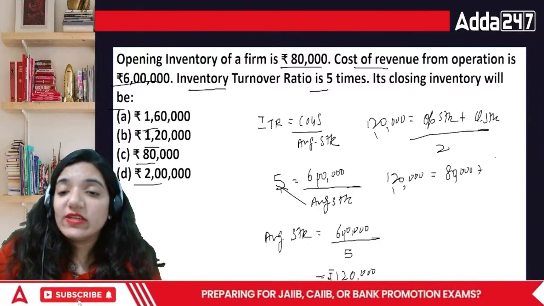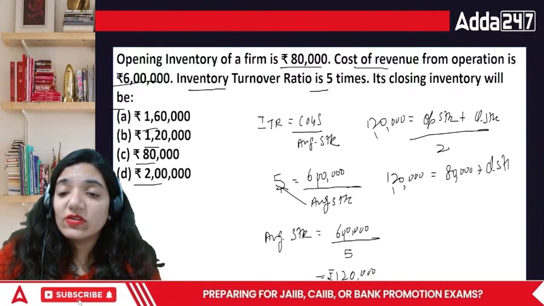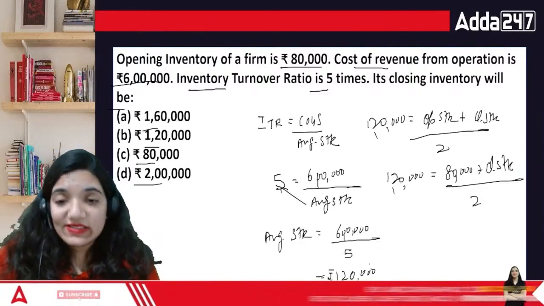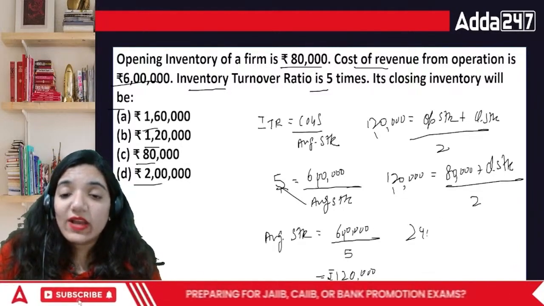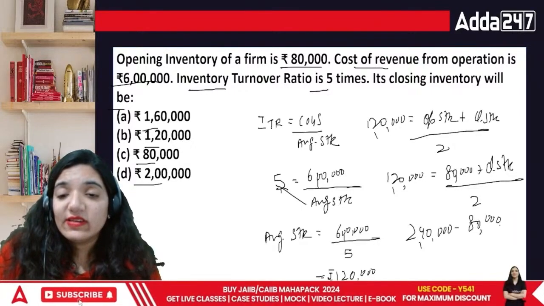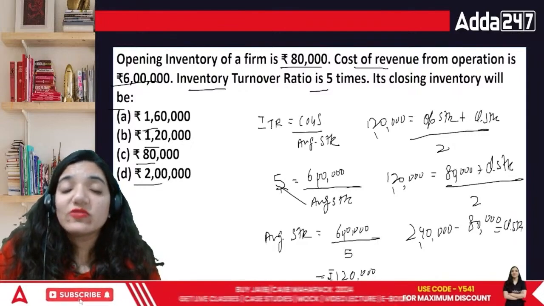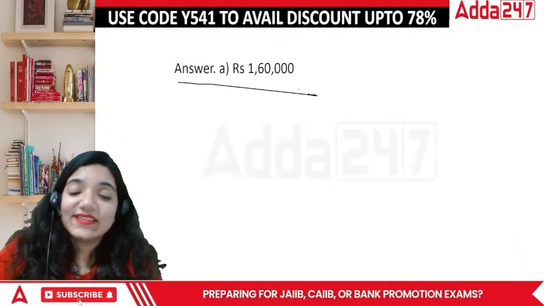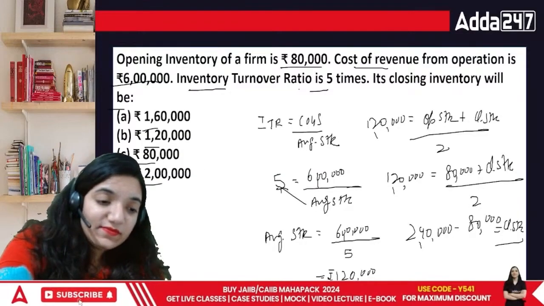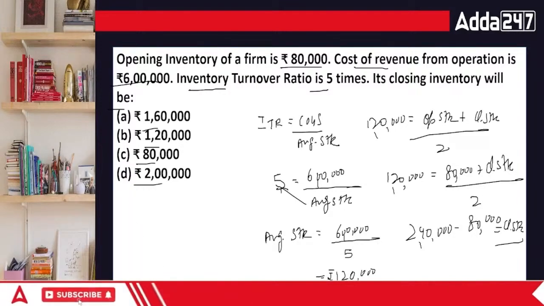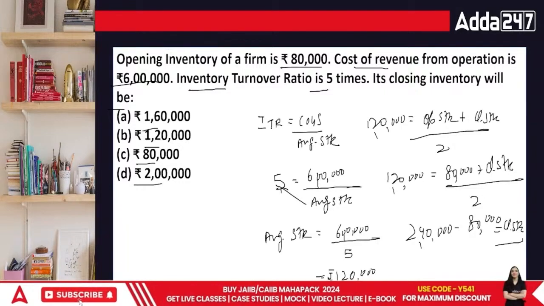The value in this question is 80,000 plus closing stock divided by 2. Now from here, we will calculate the exact answer. This will turn out to be 2,40,000 minus 80,000 is equal to closing stock. So the closing stock comes out to be 1,60,000. Done everyone? Just look at the question. I hope it is helpful for you. Just give a quick look to it. You will be able to understand the concept.